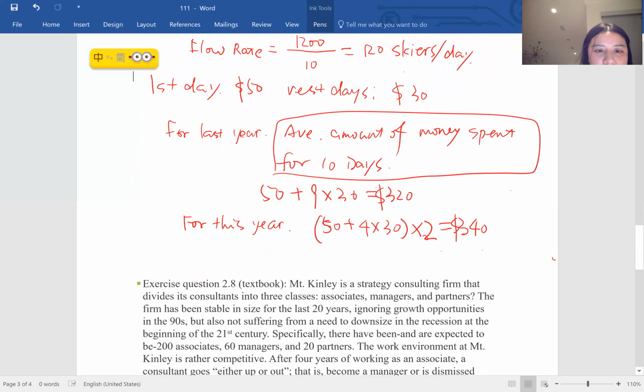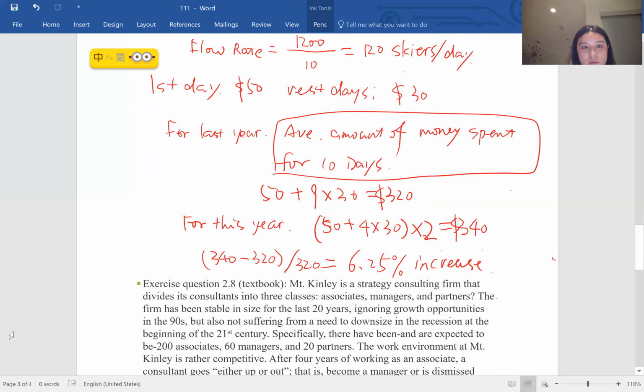We can just use 340 minus 320, divided by 320. This equals a 6.25% increase. Because this is a positive number, the cost has been increased.